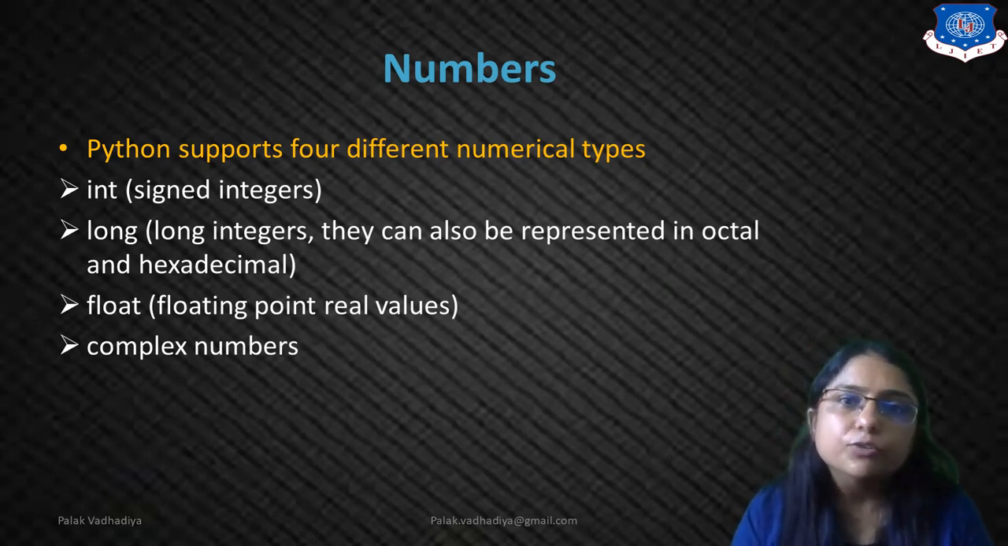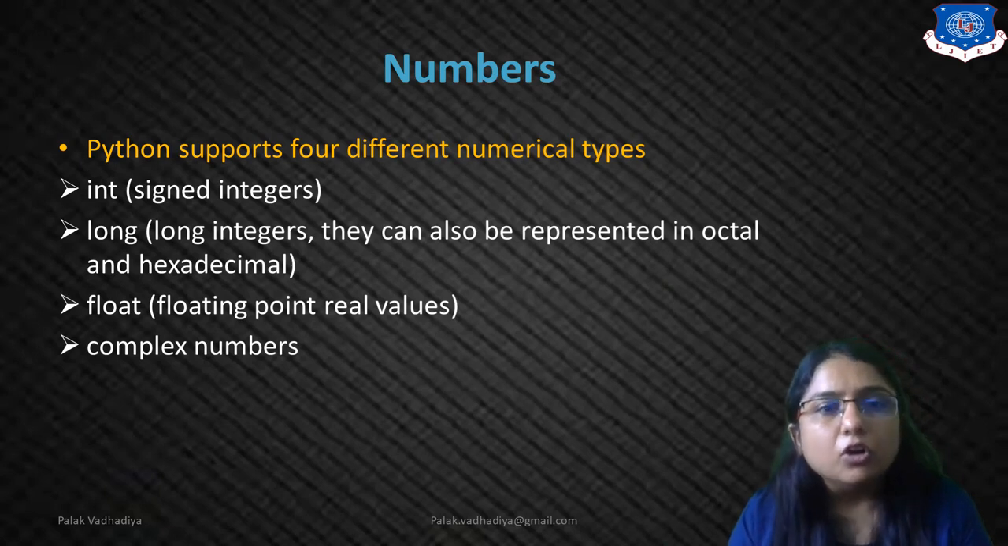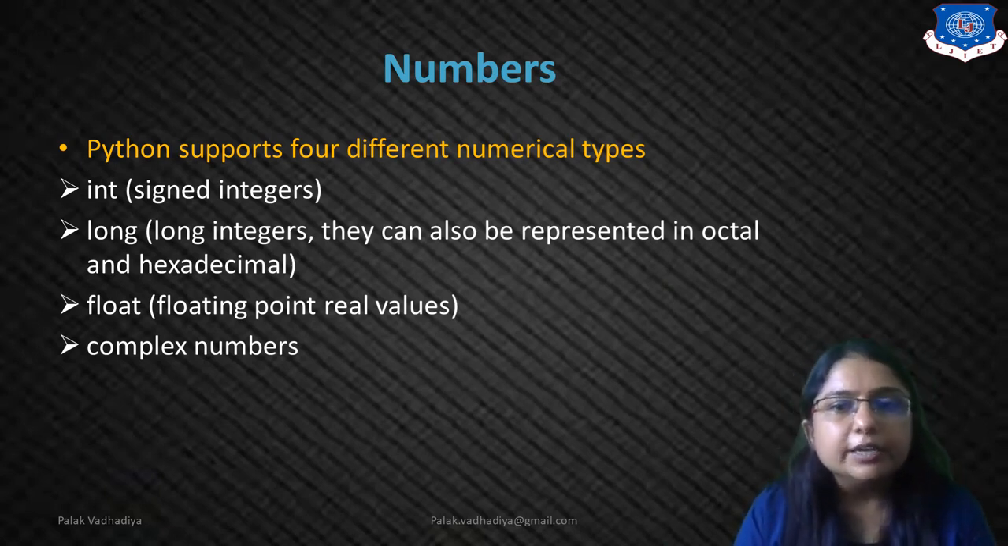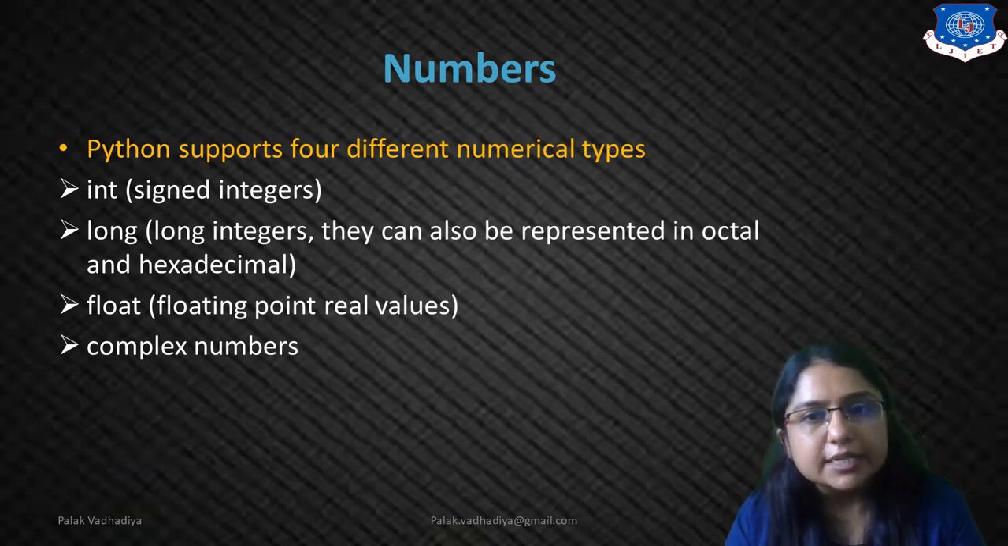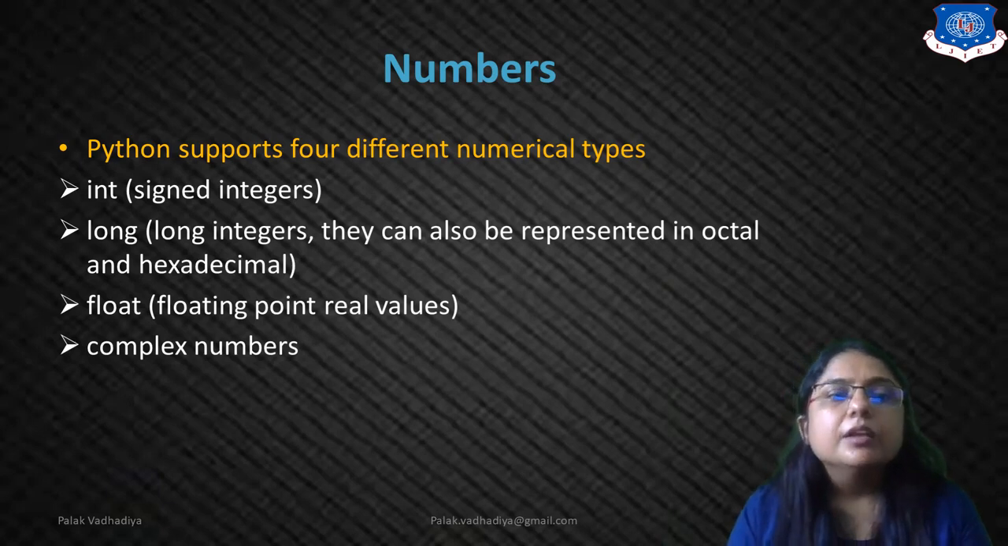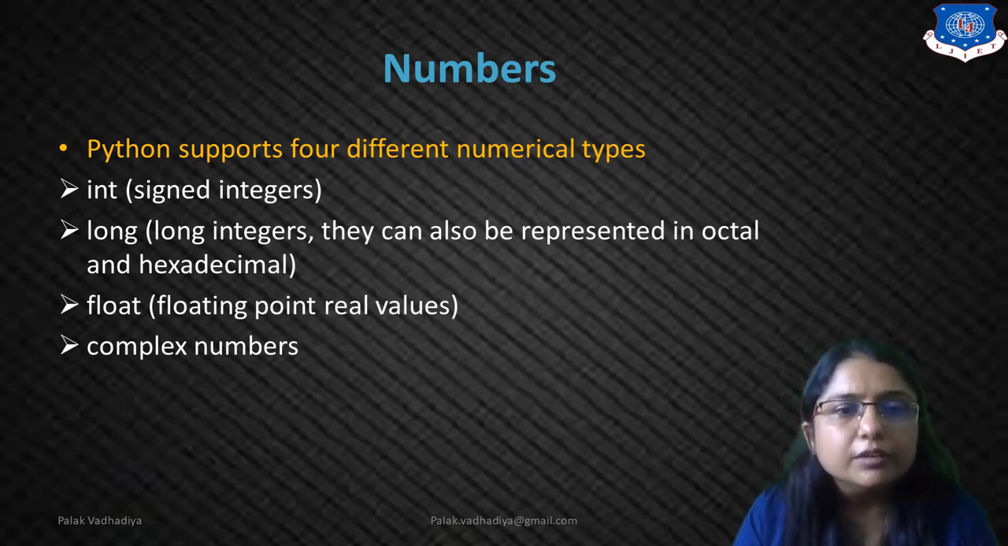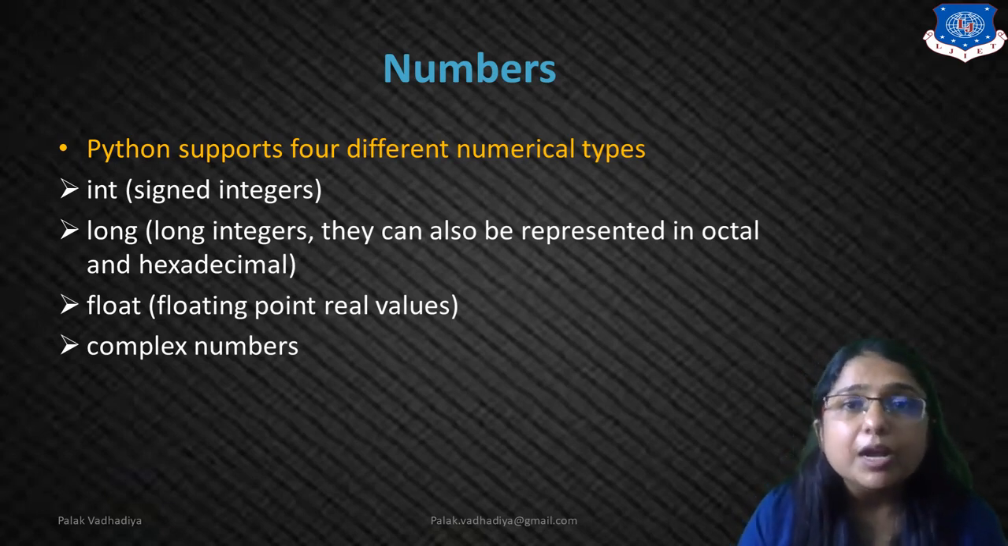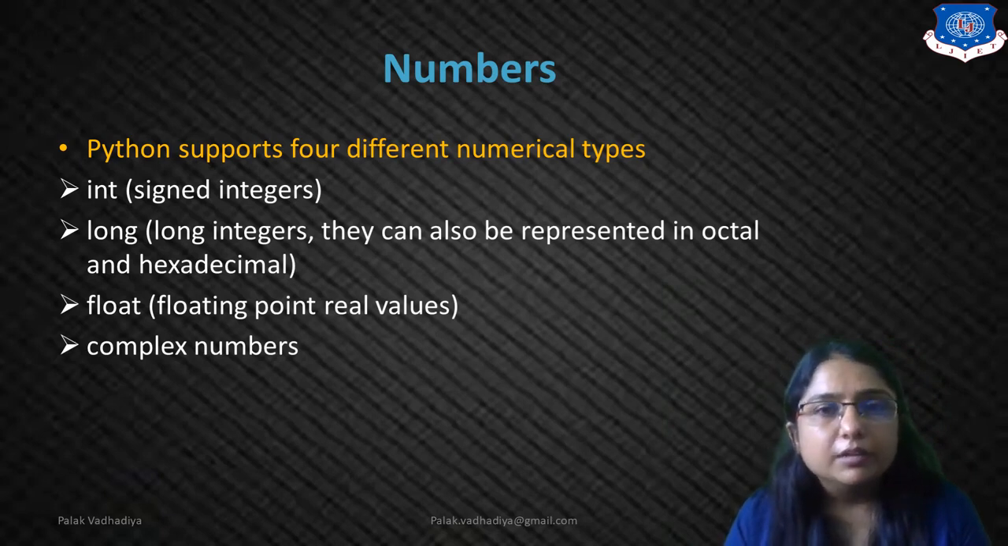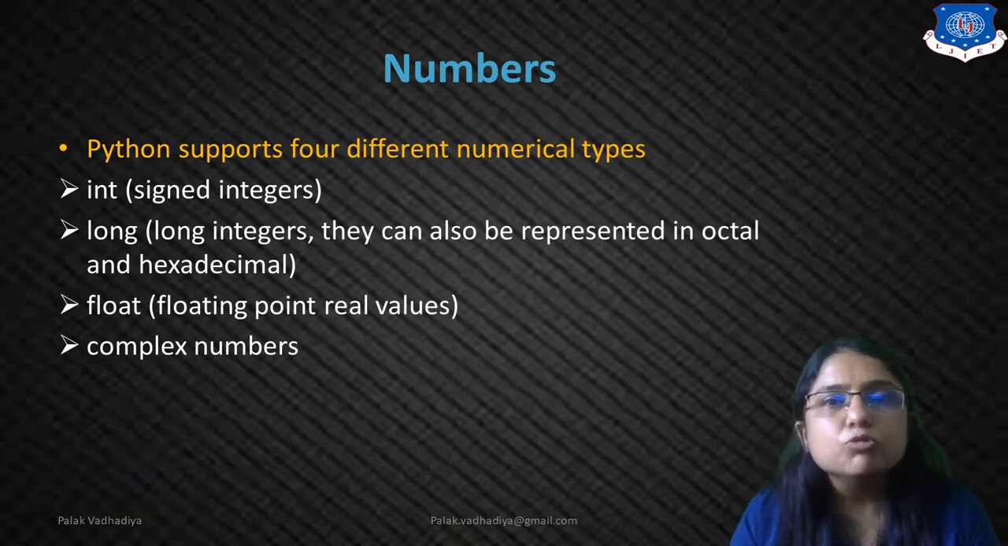One is the integer. You know what the integer is. Then a long, that is a long integer. They can be represented in octal or hexadecimal. Now you know this very well: binary, octal, hexadecimal. Now float. For example, 1.2, 5.5, where you want to assign a value like this, at that time you have to use float. And then complex number, where you have some real part and some imaginary part. Sometimes it may happen, suppose the value of a is 1 plus 2j, 1 plus 3j. At that time we will use complex numbers.